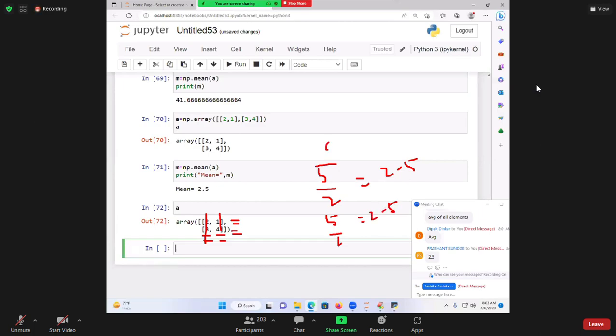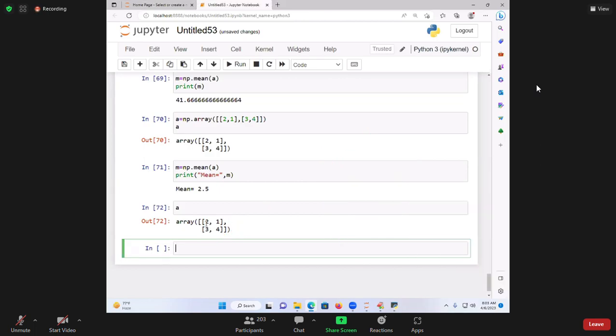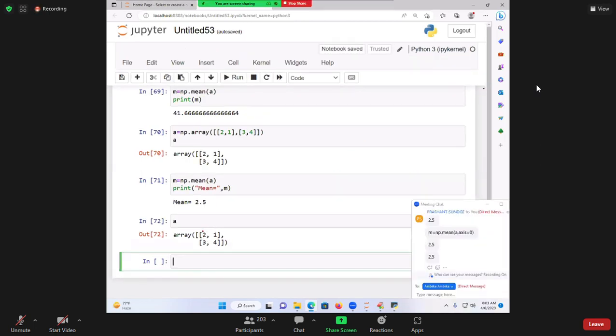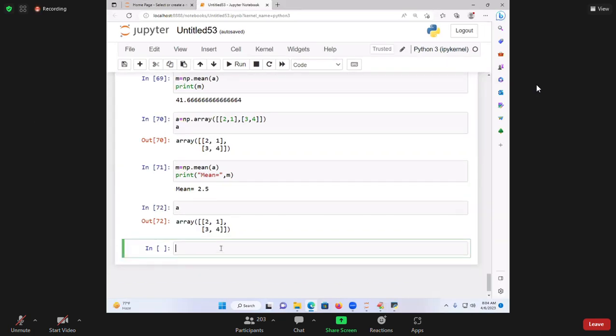This axis is called 0. Axis is equal to 1. What is axis is equal to 1? 2 plus 1 by 2, 3 by 2, 1.5. 7 plus 4, 3 plus 4, 7 by 2, 3.5. So go to the point.